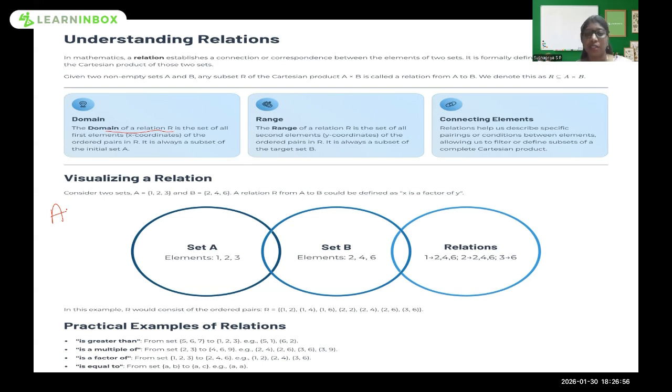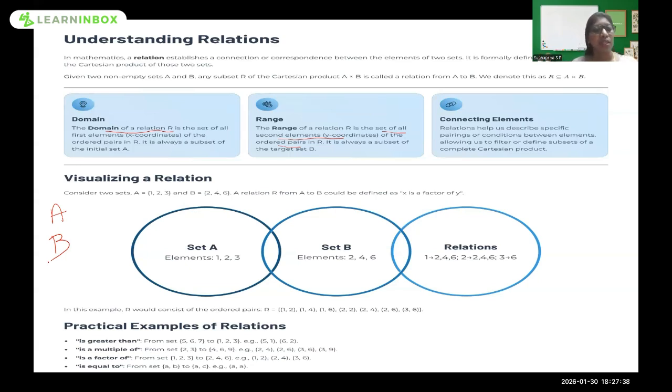And what is the range? So what all the elements you're going to have as the answer? The set of all second elements of the ordered pairs, that is your B. So what will be the connecting elements? It is just the relation. It is the condition between those elements allowing us to filter and define. If they had given you natural numbers alone, you will be defining natural numbers alone as your set. Likewise, whatever filtration we are getting, we will be filtering it and defining a subset.